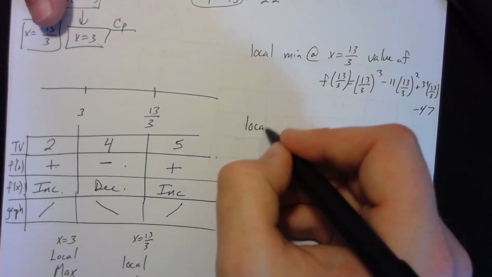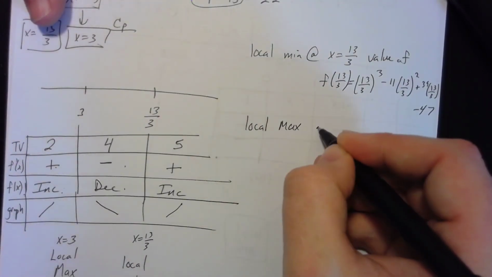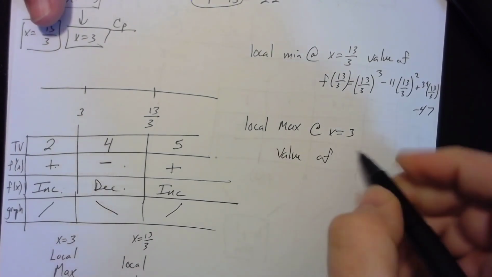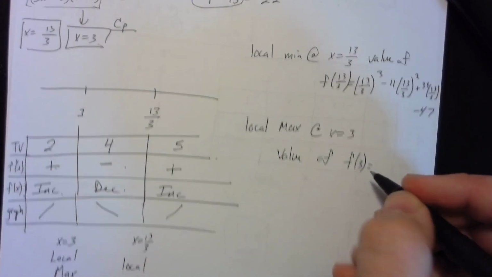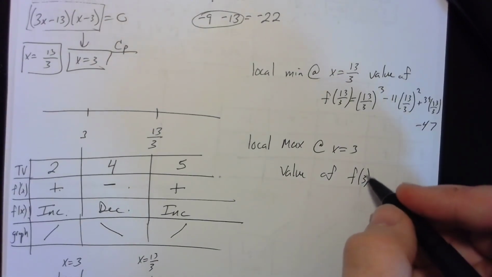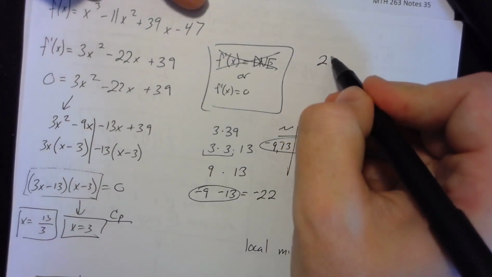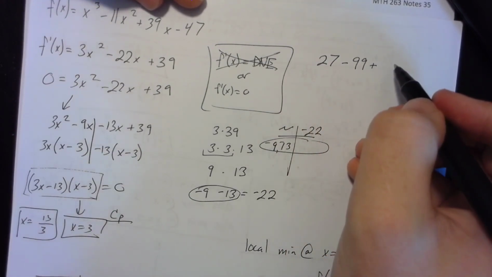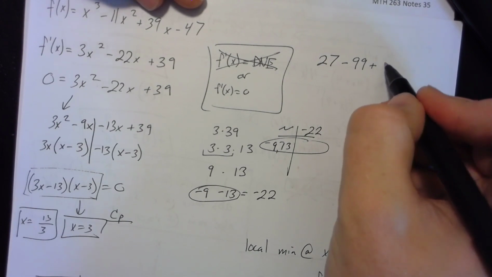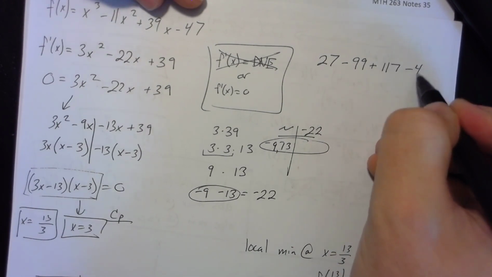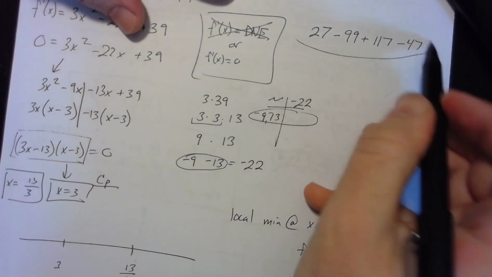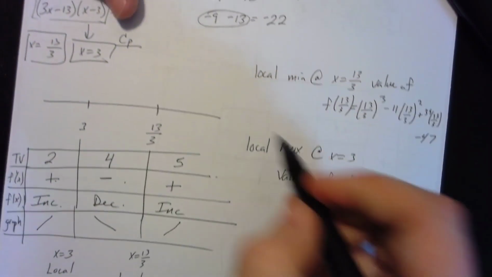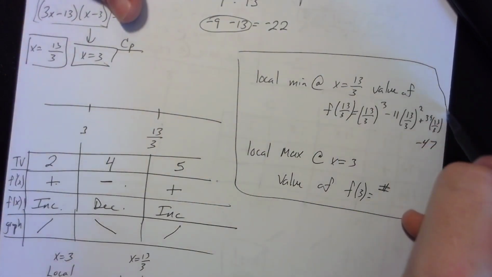Your local maximum, on the other hand, is at x equals 3 with a value of f of 3, which is equal to, in this case, 27 minus 99 plus 117, I believe, minus 47. Whatever that happens to add up to gives you a number, and I'll let you verify that with a calculator. And those will be the two answers we're looking for.